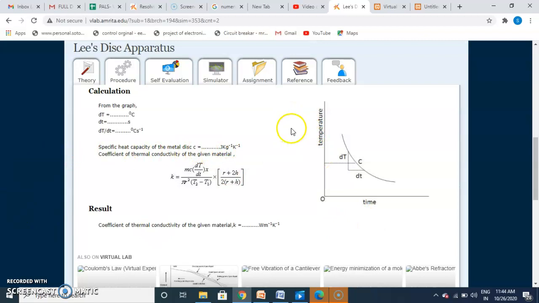By using the slope, we are going to determine dθ/dt, where small t is the time and capital T is the temperature. If we substitute this in the formula, we will get the coefficient of thermal conductivity. I'll show how to do it in the simulator.